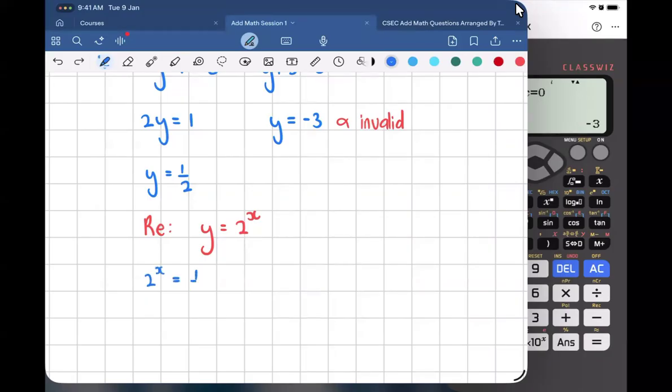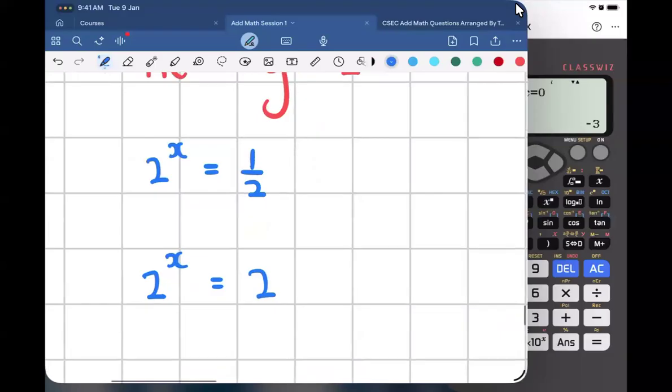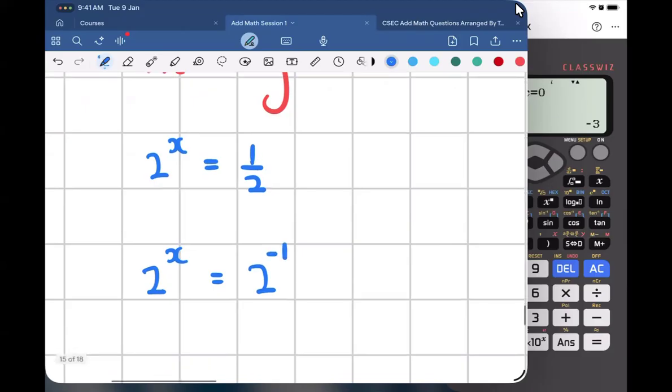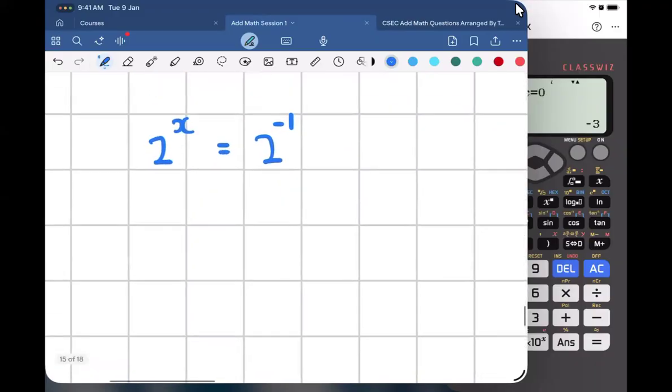Now I could write a half as 2 to what power? A half is the same thing as 2 to what power? Negative 1. Okay, yeah, negative 1. So we have the same base here, so now we can equate the powers. So x would be equal to what? What's the answer, guys? X would be equal to negative 1.